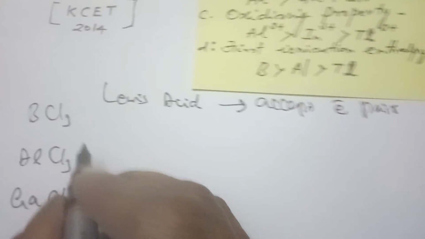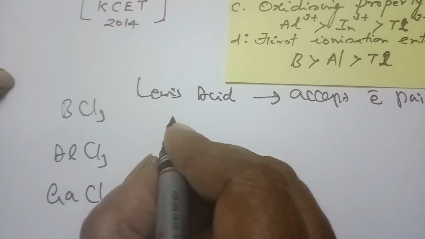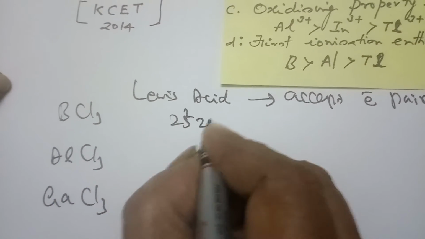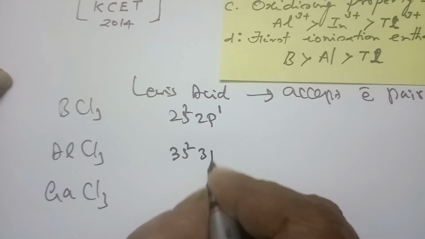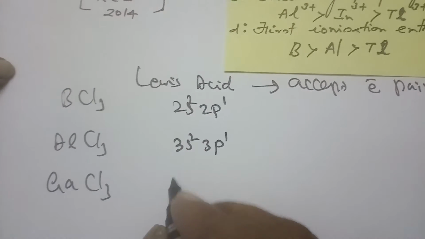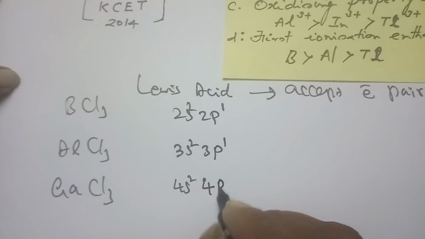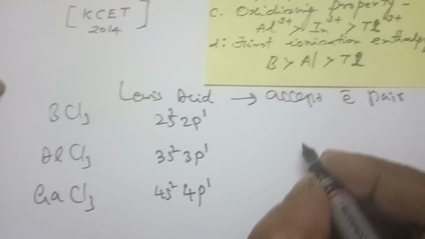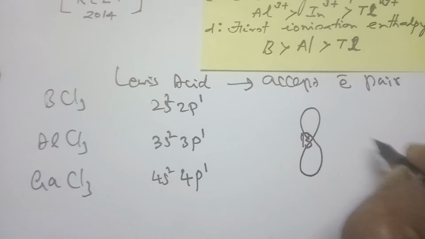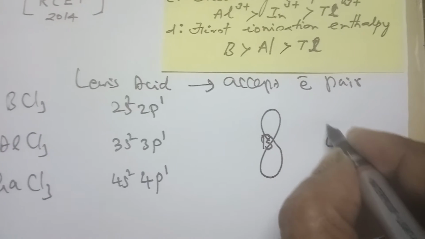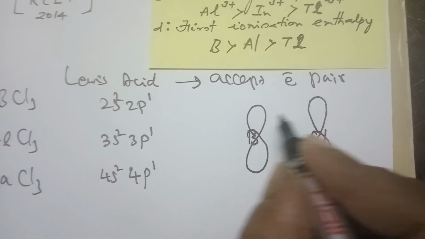So now let us see the trend. In the case of boron, the configuration is 2s2 2p1. In aluminium it becomes 3s2 3p1. In gallium it is 4s2 4p1. In boron, the central atom, there is a p orbital, and chlorine has the same kind of p orbital. Here the overlapping is of 2p of boron with chlorine.